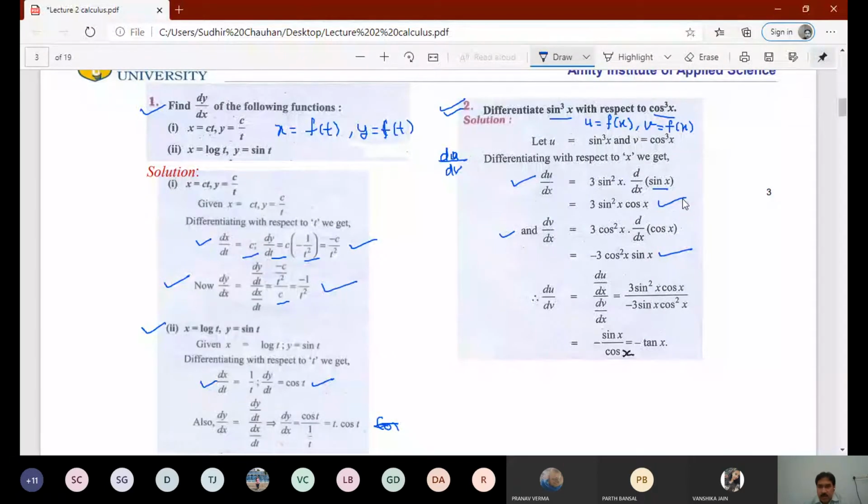Now to find du by dv, we can use again that property, it is equal to du by dx divided by dv by dx. So we put the value 3 sin square x into cos x divided by minus 3 sin x cos square x. Now we can see that 1 power of cos and sin can be cancelled, and the 3 can be cancelled, so it is minus sin x upon cos x, so it is minus tan x. So that is the answer.